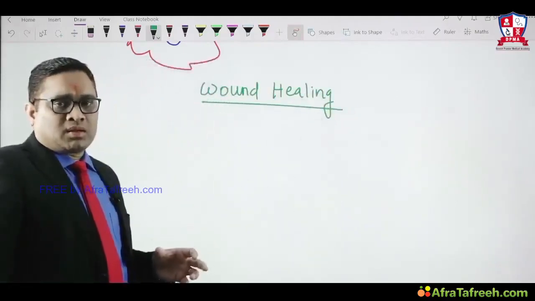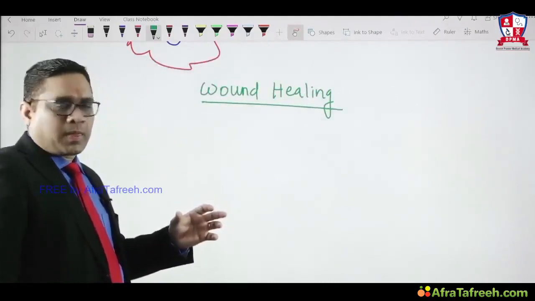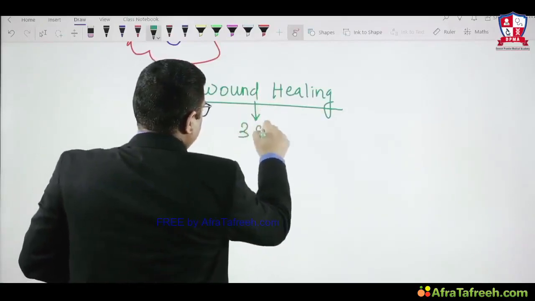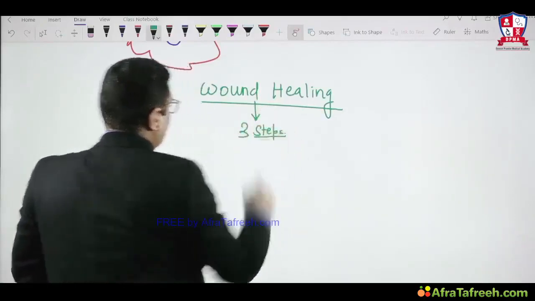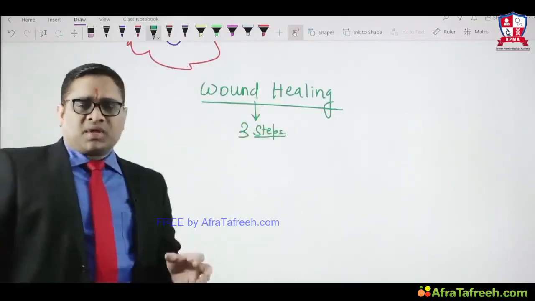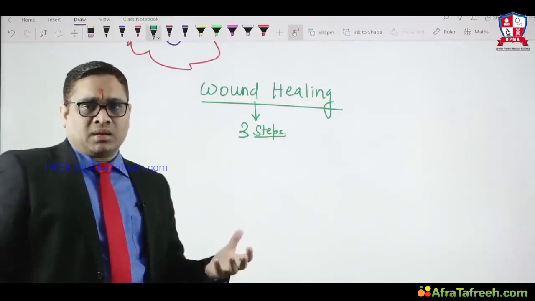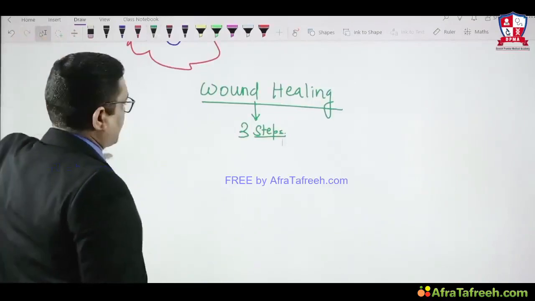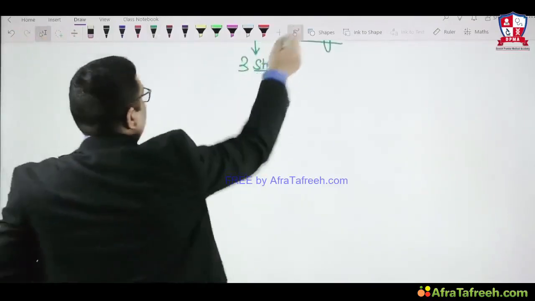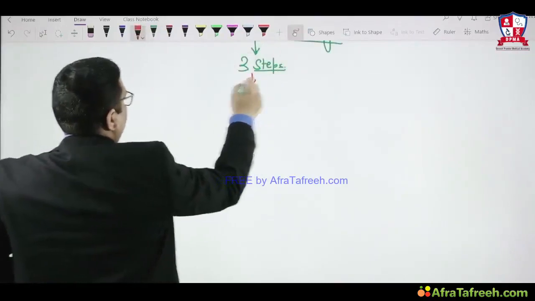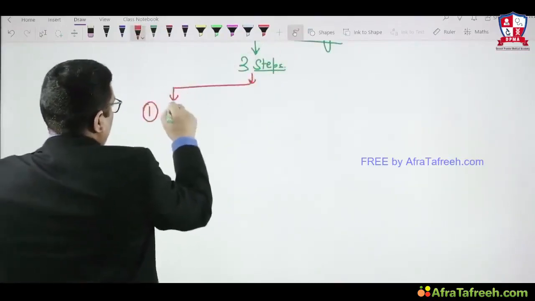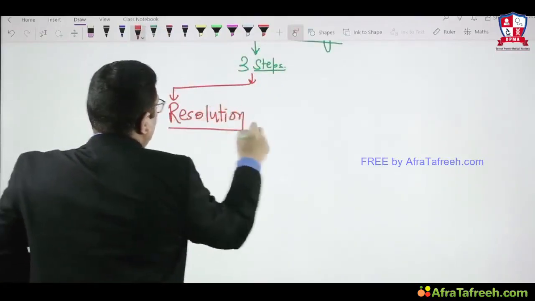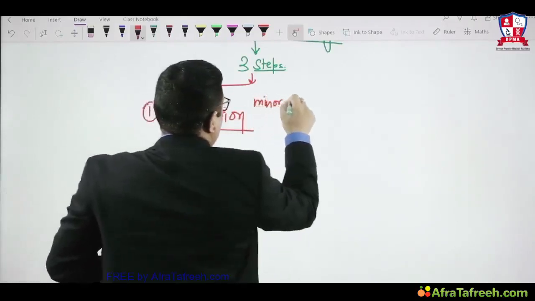In wound healing, what we need to understand is that it consists of three important steps, right? Number one, if there is a minor injury, it will heal completely. That is called resolution. So when we talk about wound healing in minor injuries, there will be complete resolution. Here we can see three steps. Number one is complete resolution, which we see in minor injuries.